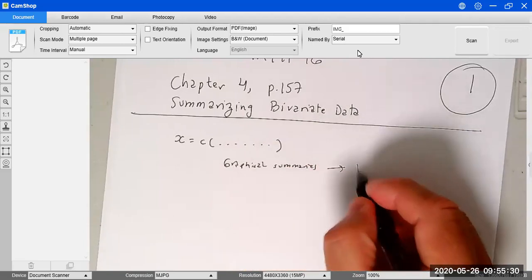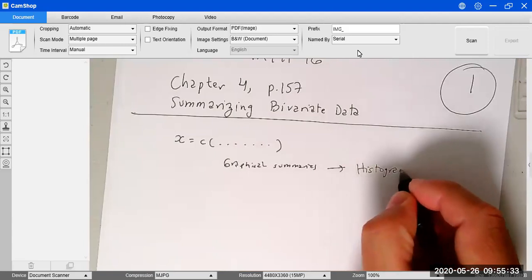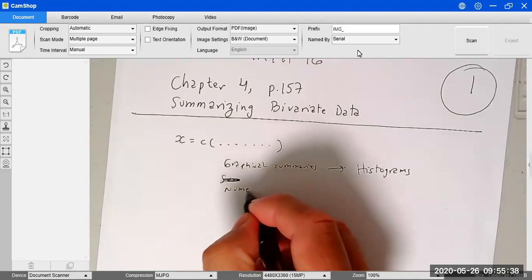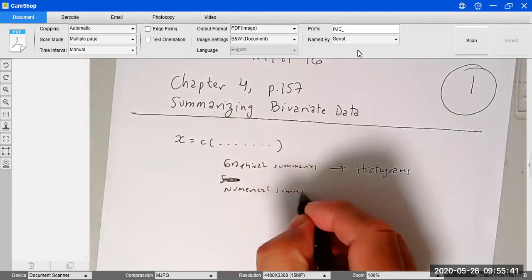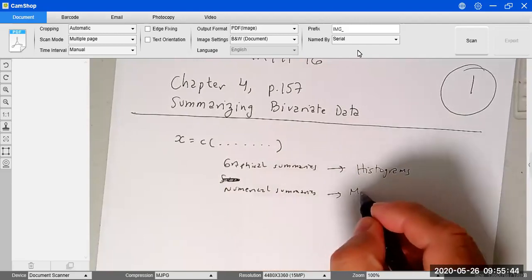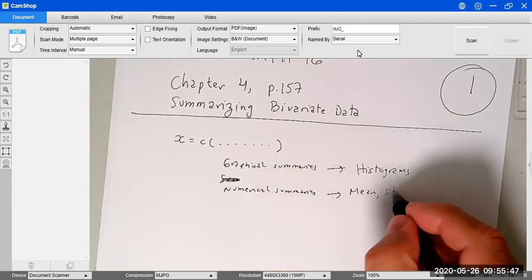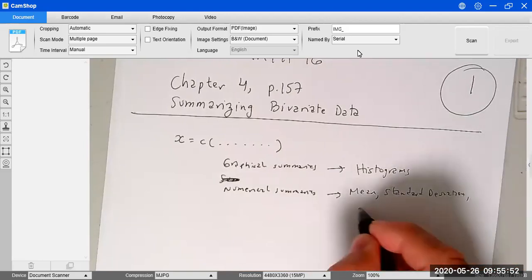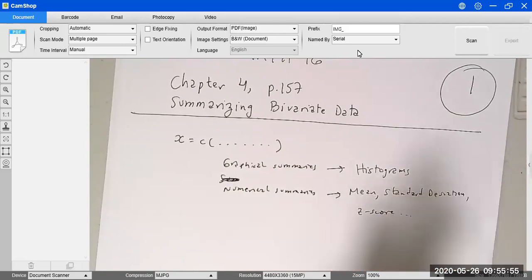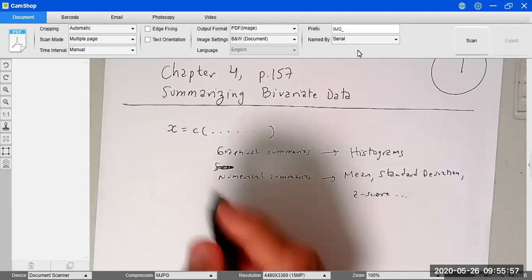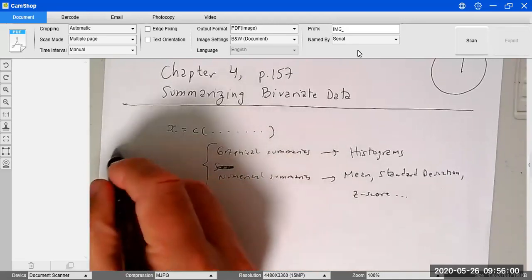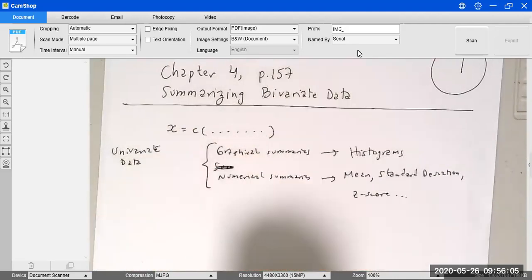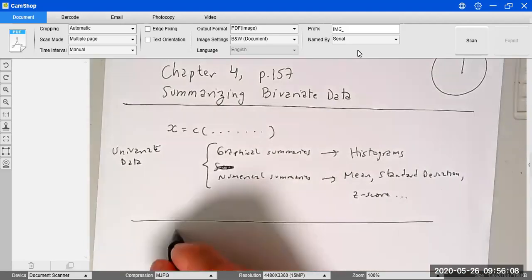Basically they were histograms, the most important one. Then we also were able to get numerical summaries. So for example, the mean, the standard deviation, the z-score, and so on. So those were the two things that we did with univariate data. Univariate data, one variable. Now we're going to have bivariate data.